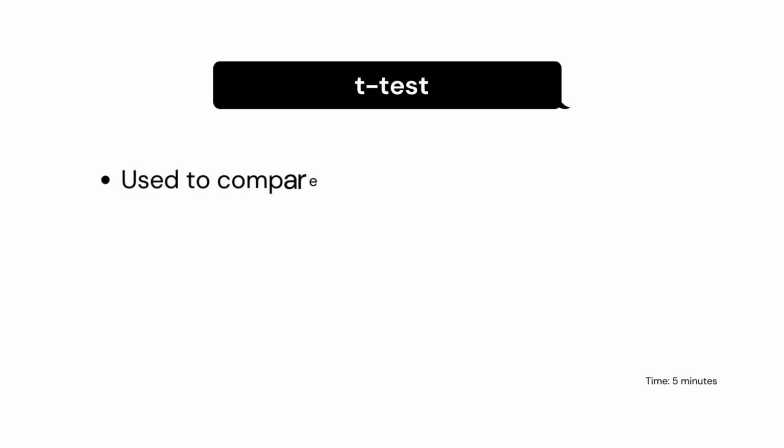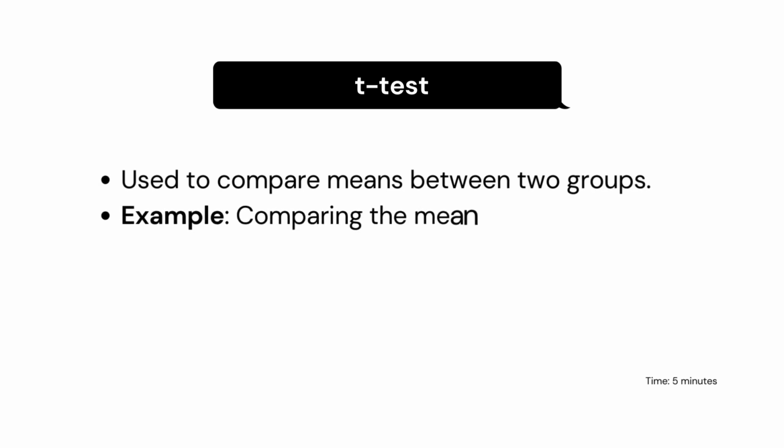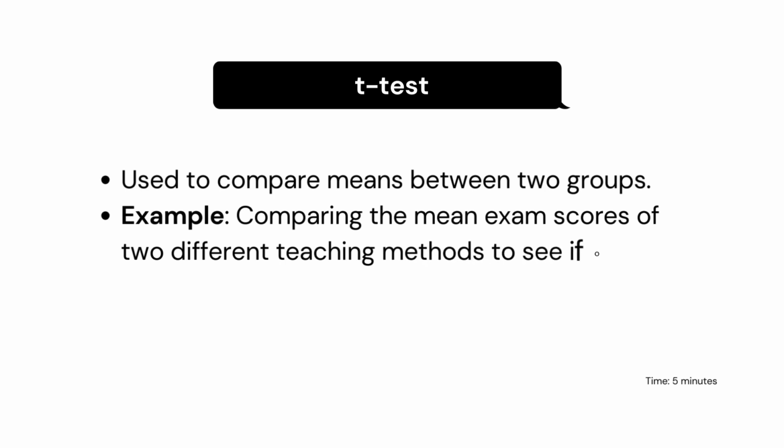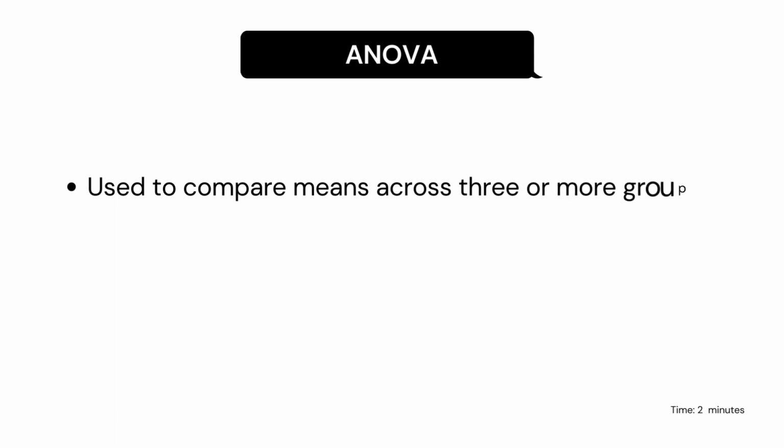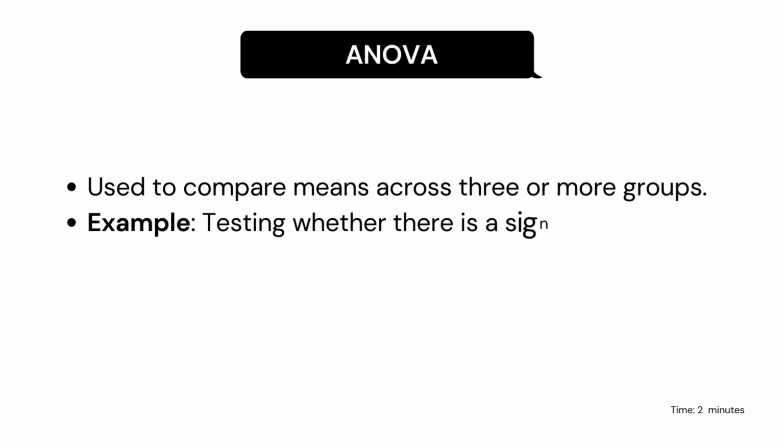Now, number one is the t-test, and it is used to compare means between two groups. For example, comparing the mean exam scores of two different teaching methods to see if one method leads to significantly higher scores. Now the second one is ANOVA, which is analysis of variance in short, and it is used to compare means across three or more groups.